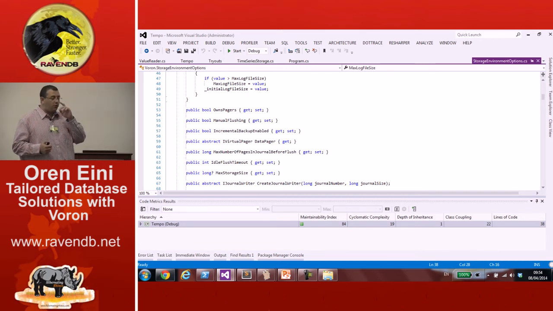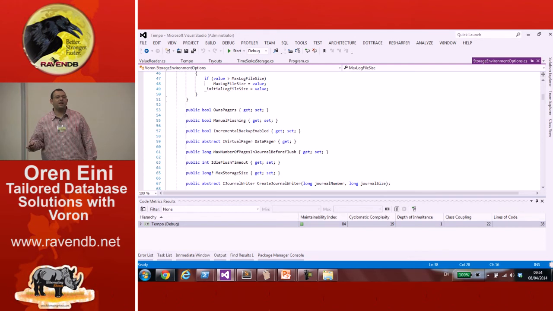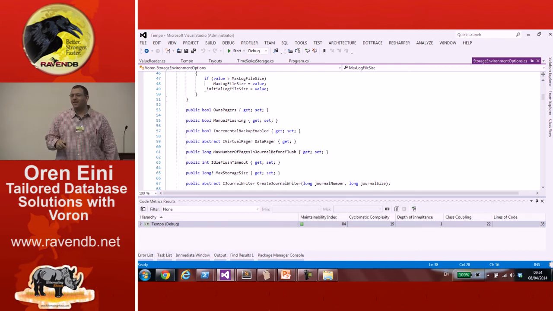Very important for us is that Voron is machine independent. That means that you can take a Voron database written on Windows 8, take it to Windows 2003, and it would work. I think that it doesn't work on Windows 2008, but that's some bug that we had to deal with, a specific service pack that we need to look at.